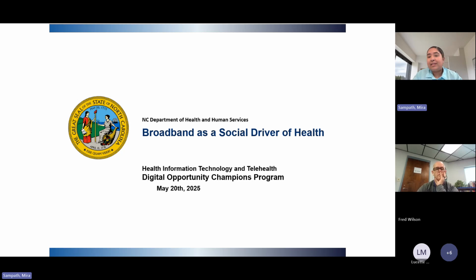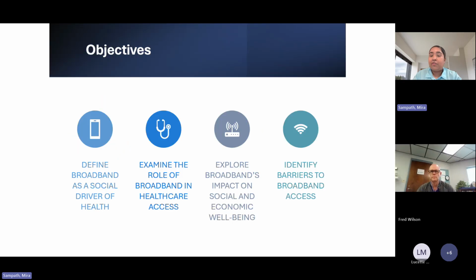So to start, we like to set some objectives. These really set the tone for the conversation in the workshop. The first objective is to define broadband as a social driver of health. So we want to explain how access to reliable high-speed internet impacts health outcomes and health equity. Another objective of today is to examine the role of broadband in healthcare access.